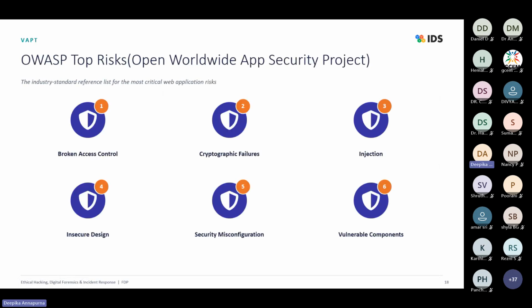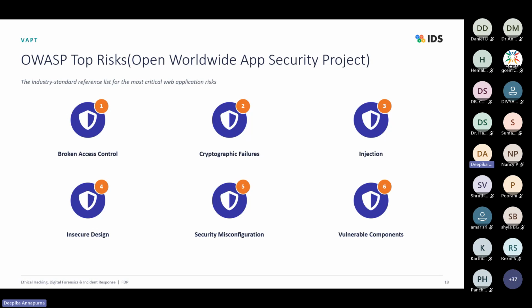Next comes the OWASP top risks. What do you mean by OWASP? It's Open Worldwide Application Security Project. This is a non-profit organization. So what it is doing, it will publish industry-recognized guidance on secure software development. It will give the guidance for secure software development.